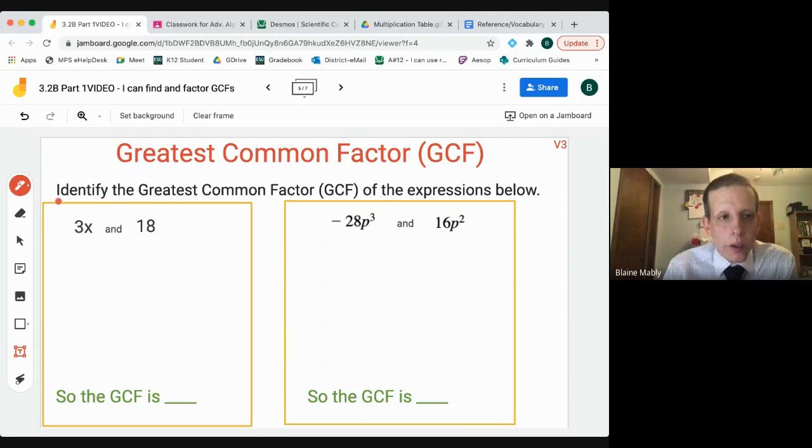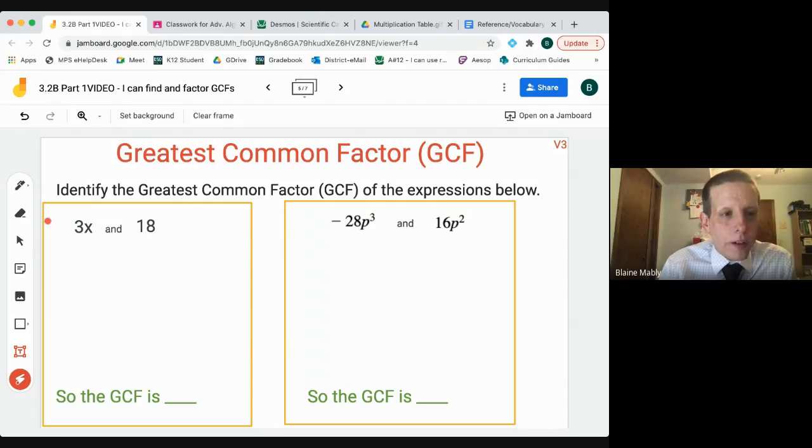So we are going to, as you can read here, identify the greatest common factor, the GCF, of the expressions below. Notice these have numbers and variables. So we're going to put together what we've been talking about to find the greatest common factors here. In the last video I talked about language, so I'm going to use a lot of that same language here. So go back and watch that one if you haven't already.